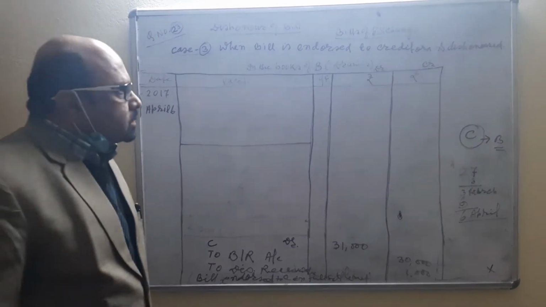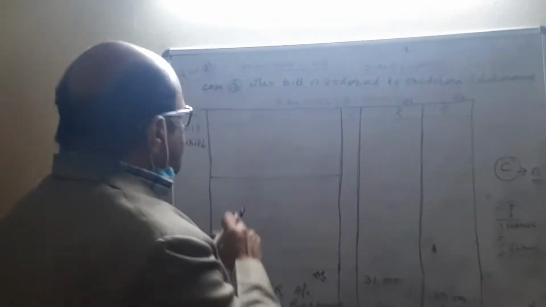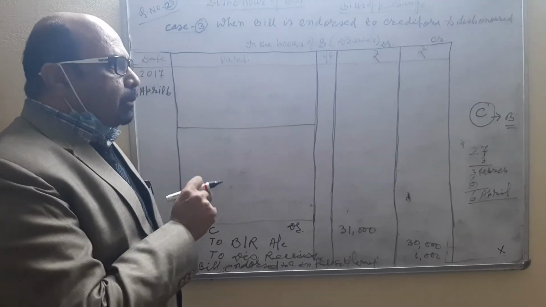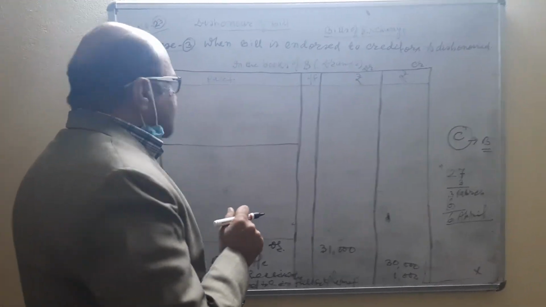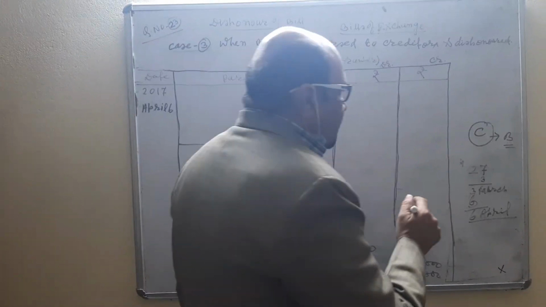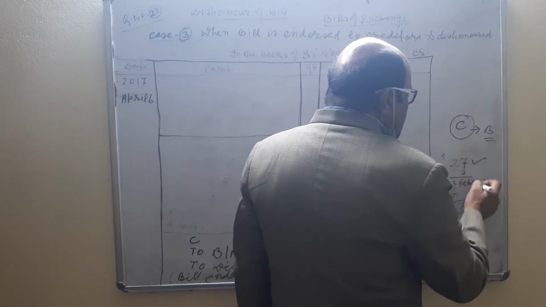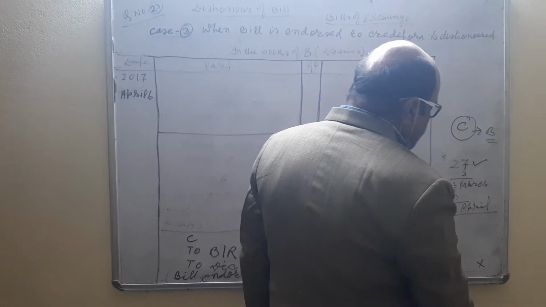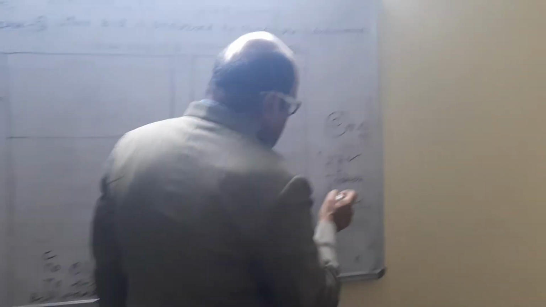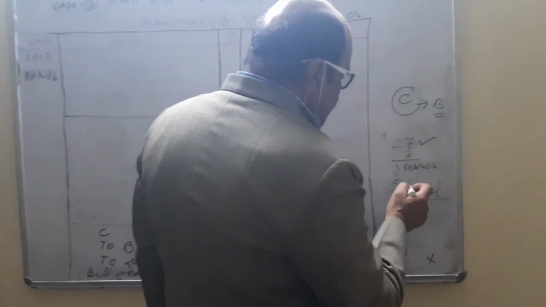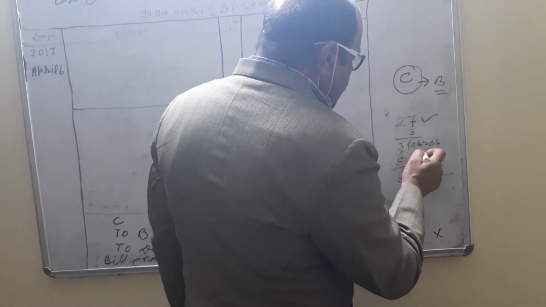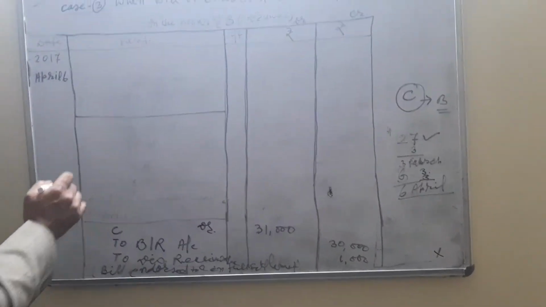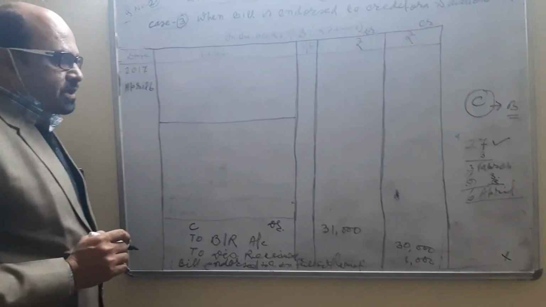Yes. See, now students, this bill is of 30 days, and on the due date, the bill is dishonored. So see here, the bill was made on 27th March, so it is of 30 days. So how do you calculate the date of maturity? The date of maturity is 3rd April. 3 days add grace period. So it is 6th April. 6th April is the date of maturity.